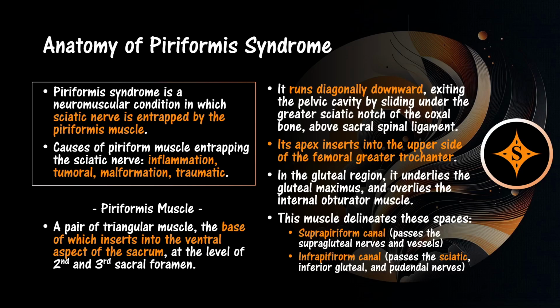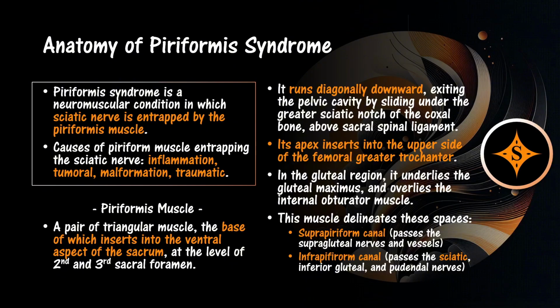The piriformis muscle itself is actually a pair of triangular muscles, the base of which inserts into the ventral part of the sacrum, so the anterior, the front part of the sacrum bone, at the level of the second and third sacral foramina. This muscle runs diagonally downward toward the greater trochanter of the femur.